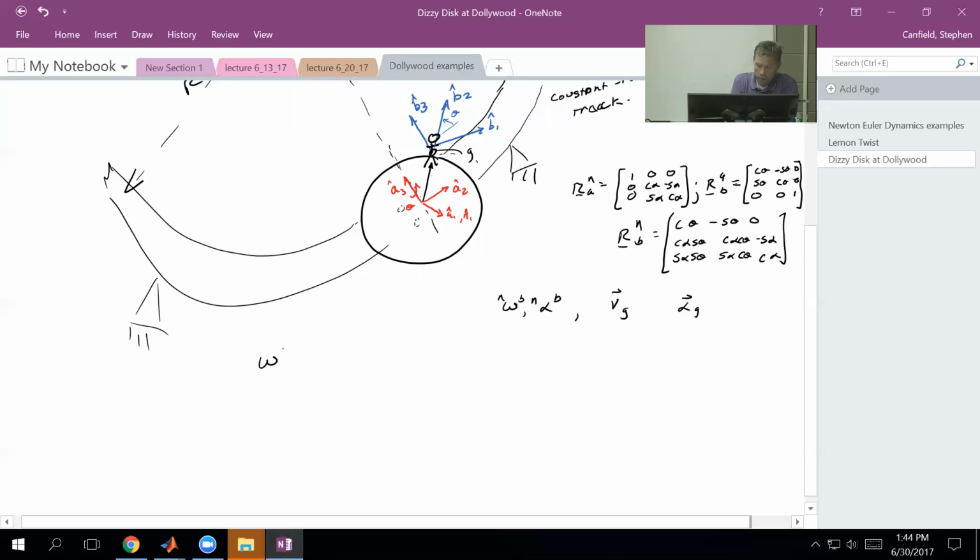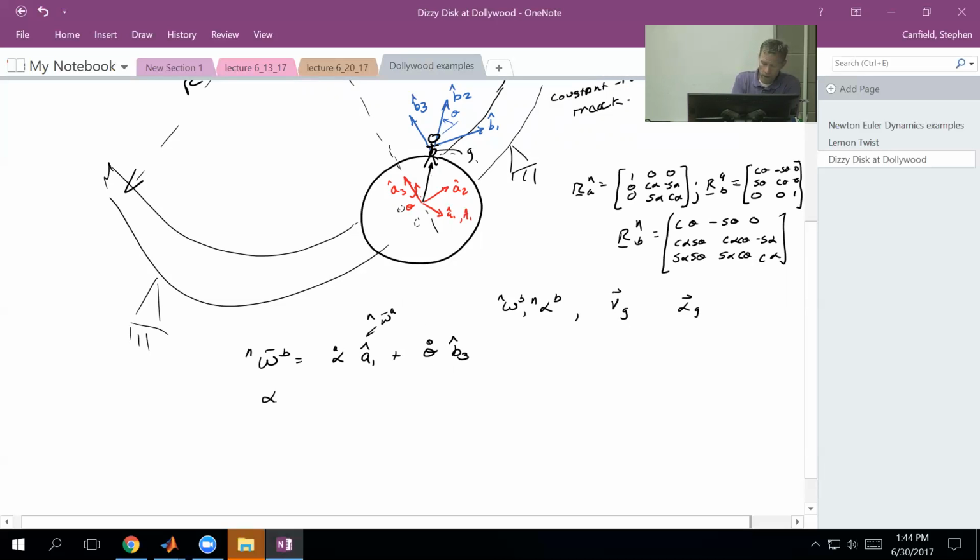We'll start with the angular velocity. Angular velocity of B to N is the sum of those two. We first have an alpha dot around the A1 plus a theta dot around the A3, which is also the B3. That's our angular velocity of A with respect to N, in case you wondered.